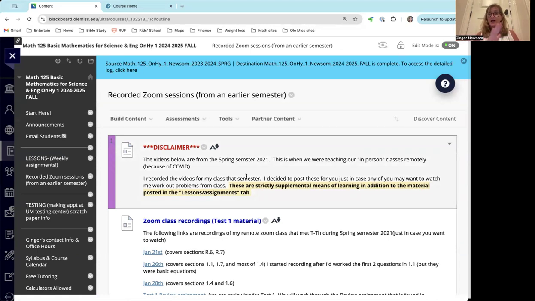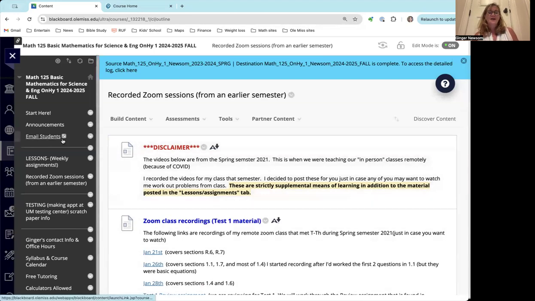Or I really like to watch your Zoom classes, great, I've got these posted. It's just different that you don't have to do all of it, but as far as just giving you information to help you work through your problems. Okay, so that's on the left side of your page, that's lessons and recorded Zoom sessions.